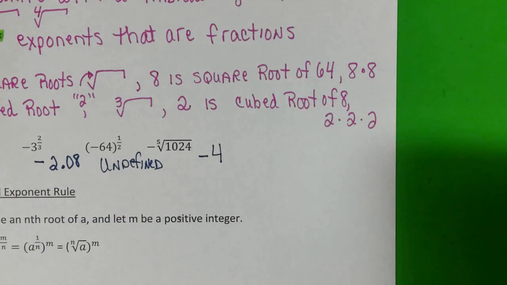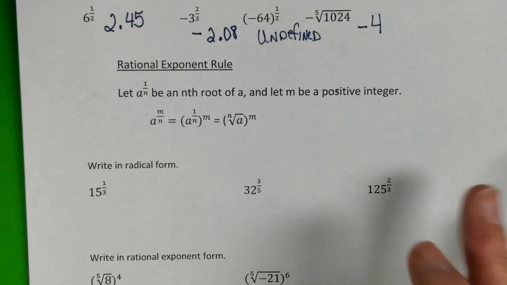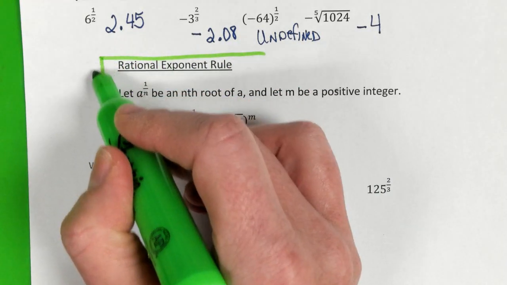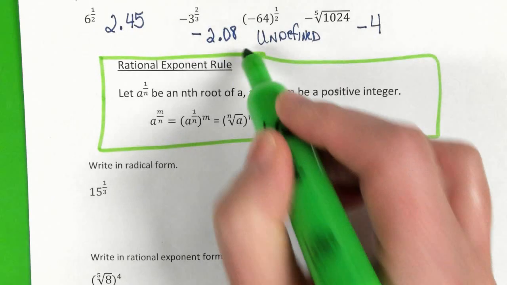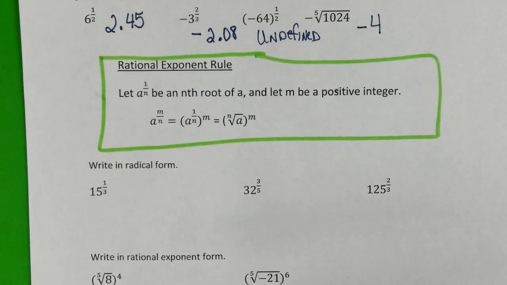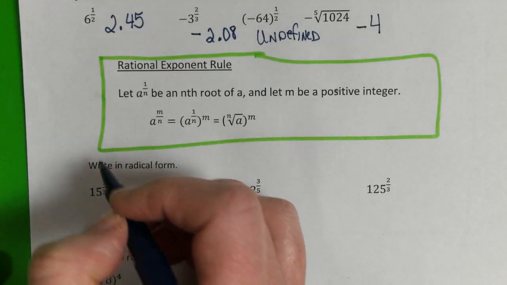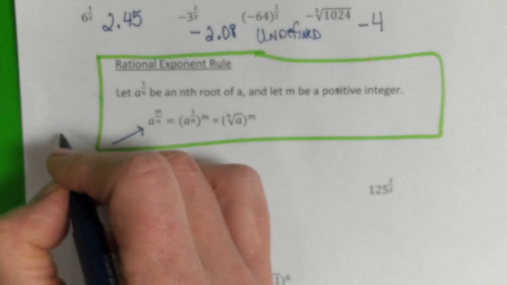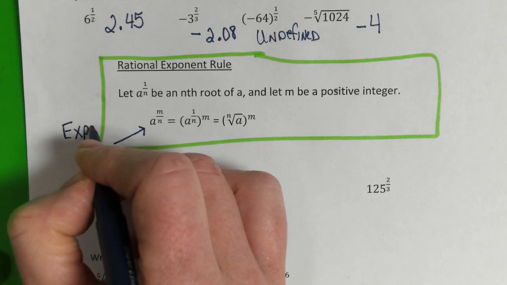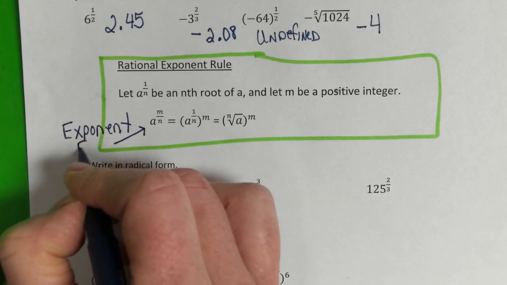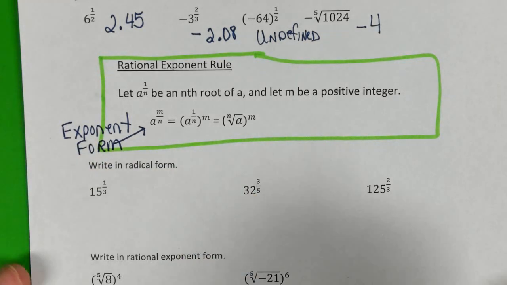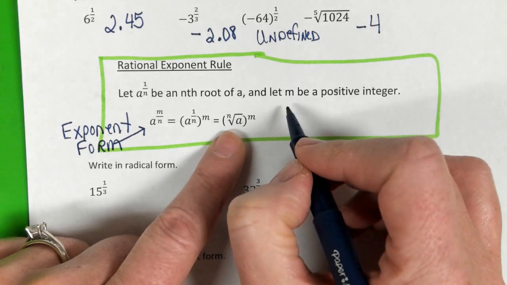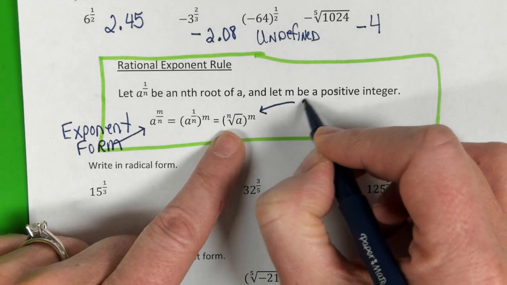Okay? Okay, so here we have this rational exponent rule. Okay, this is our rational exponent rule, and it looks really, really confusing, but I promise it's not as bad as you think. Okay, so right here, this first a to the m over n, that would be our exponent form. Okay, and then this is just kind of showing the process of how you get there, but I'm going to show you that it's much, much easier. This is your radical form.